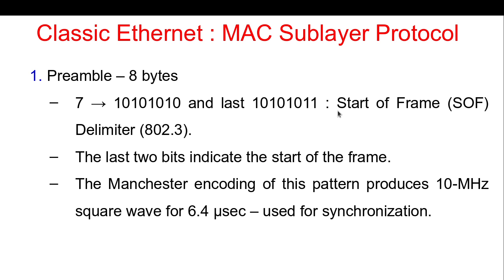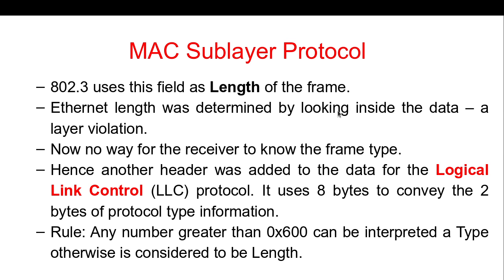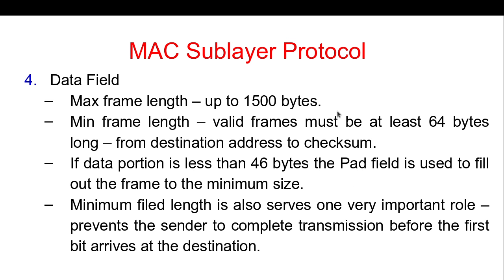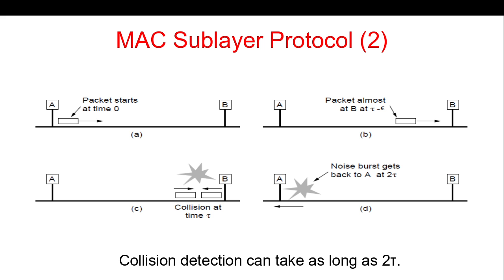Now, there is a reason why this particular minimum length was used. It prevents the sender from completing transmission before the first bit arrives at the destination. Why it is required, we'll see with this diagram. Imagine these are two machines, A and B, on that Ethernet, where A is the sender that transmits a frame at time 0.